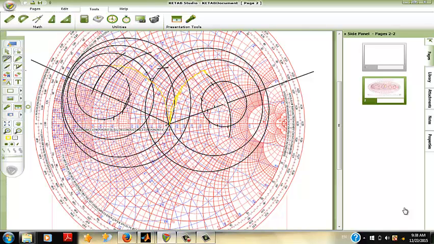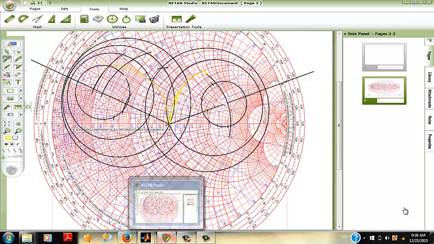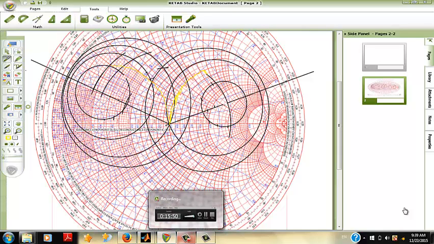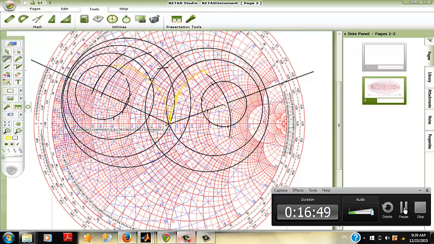We want to subtract this value from this value in the Z, and this value from this value in the Y. And same for the source. Now we find the load impedance for maximum power gain and the source impedance for maximum output power.